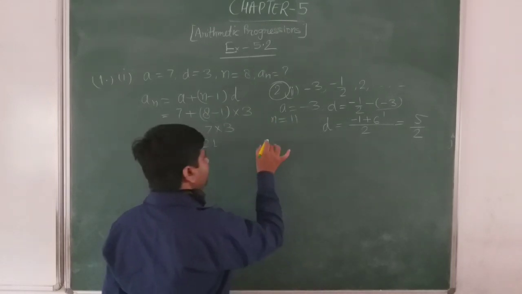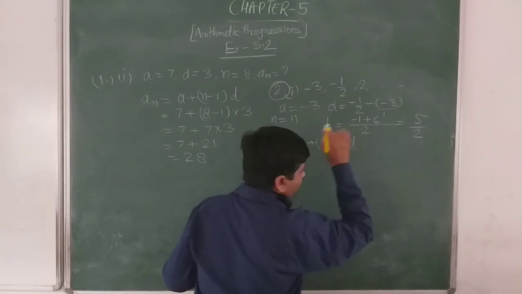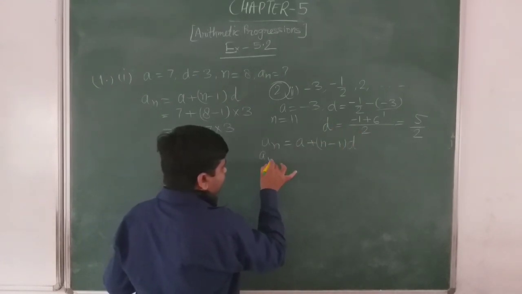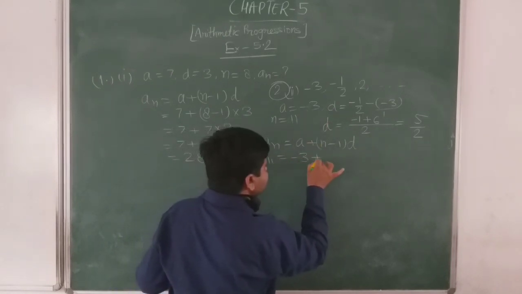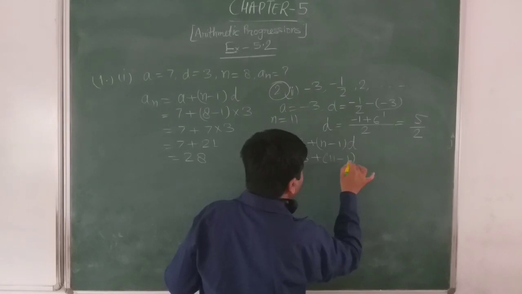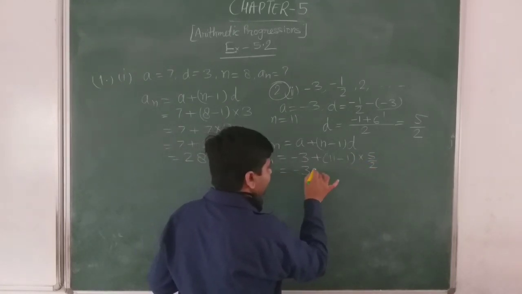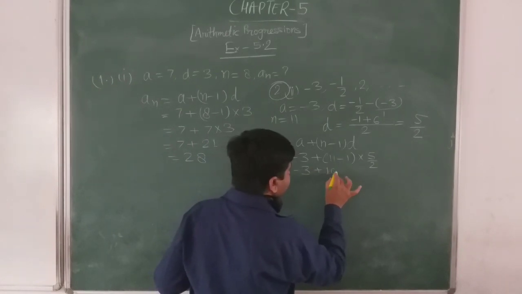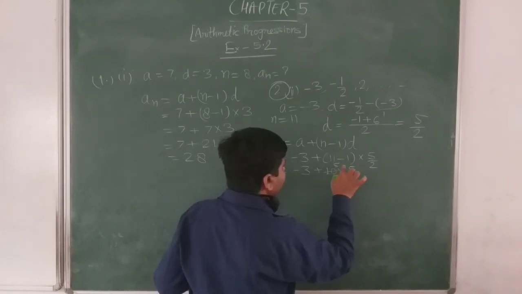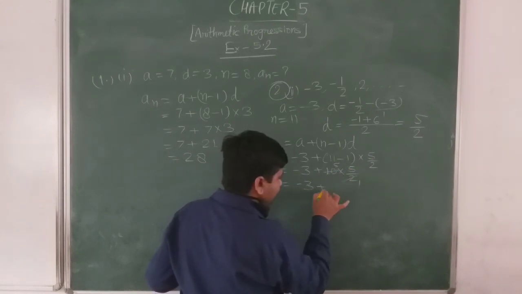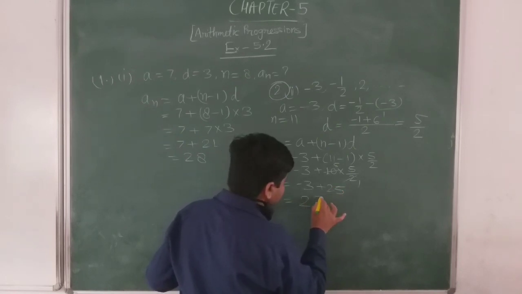So we have to use the formula AN that is A plus (N minus 1) into D. Now putting values. So AN means A11. A11 equals A that is -3, plus N minus 1 means 11 minus 1, into D that is 5 upon 2. Now -3 plus (11 minus 1) is 10, into 5 upon 2. The 2 cancels out. 2 5s are 10, 5 5s are 25. So -3 plus 25. Now 25 minus 3 will be 22. So its answer is 22.